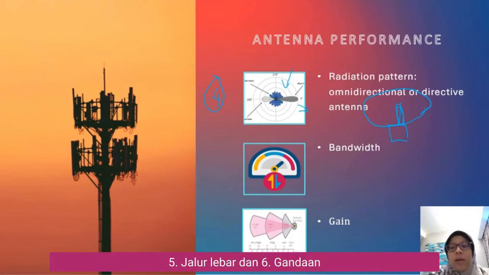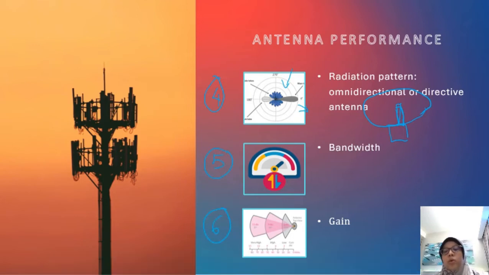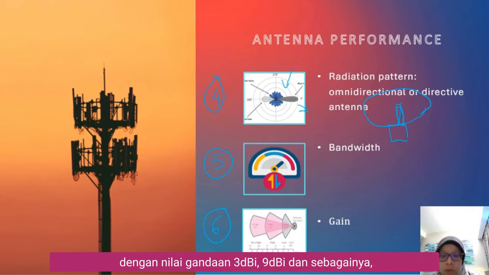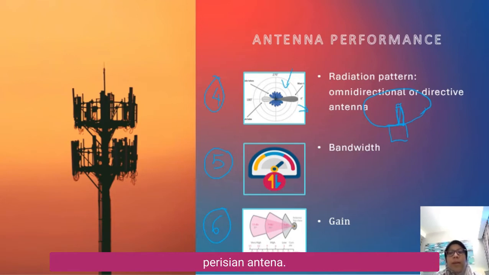And the fifth one will be bandwidth, and the sixth one will be gain. A good antenna depends on the application. Sometimes, if the application requires antenna gain which is more than 3 dBi, 9 dBi, and so on, you can design this by using antenna software.